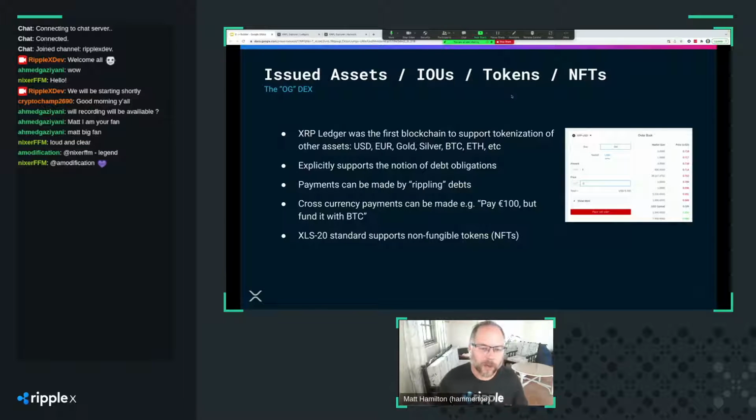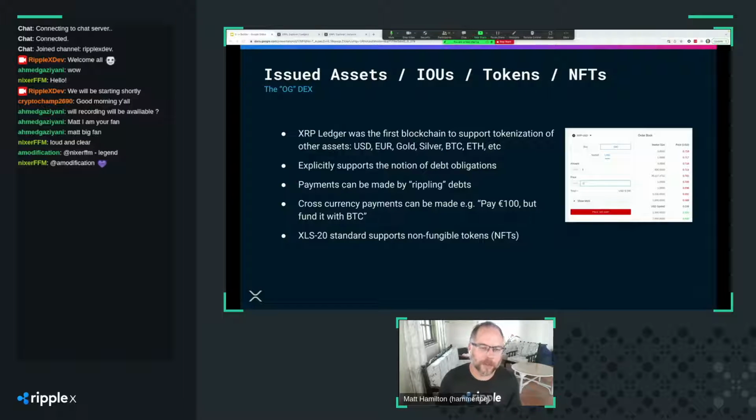So one of the really cool features about the XRP ledger that is enabled by this is the ability to have issued assets, right? IOUs or tokens, you'll sometimes see them referred to as different terminology in the documentation. So you can issue your own currencies on the XRP ledger. The XRP ledger is a multi-currency network. So similarly to, say, Ethereum, where you have ERC20 tokens, you have tokenization on the XRP ledger.